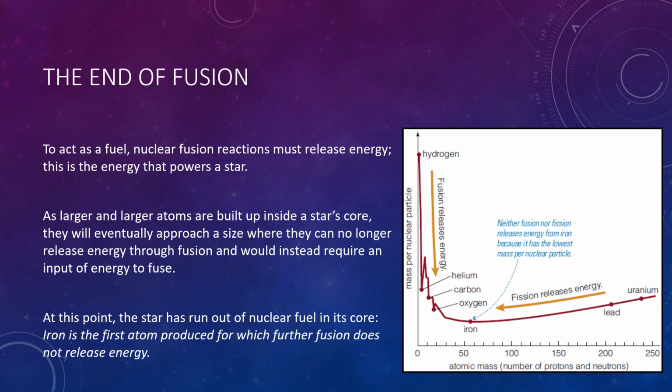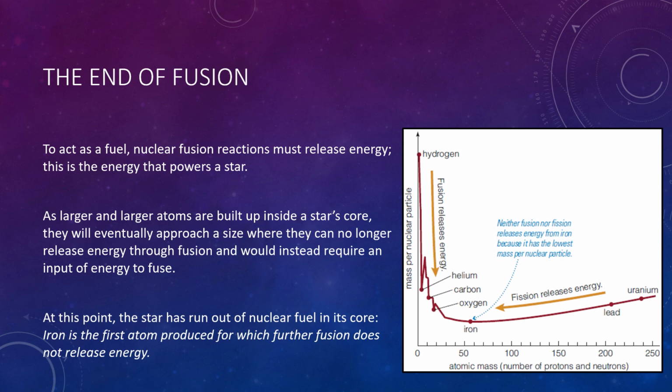Iron is the first atom produced for which further fusion does not release energy. In fact, iron is unique in a very important way. It is the one element from which it is not possible to generate any kind of nuclear energy. Iron has the lowest mass per nuclear particle of all nuclei, and therefore cannot release energy by either fusion or fission. Once the matter in a stellar core turns to iron, it can generate no further energy.